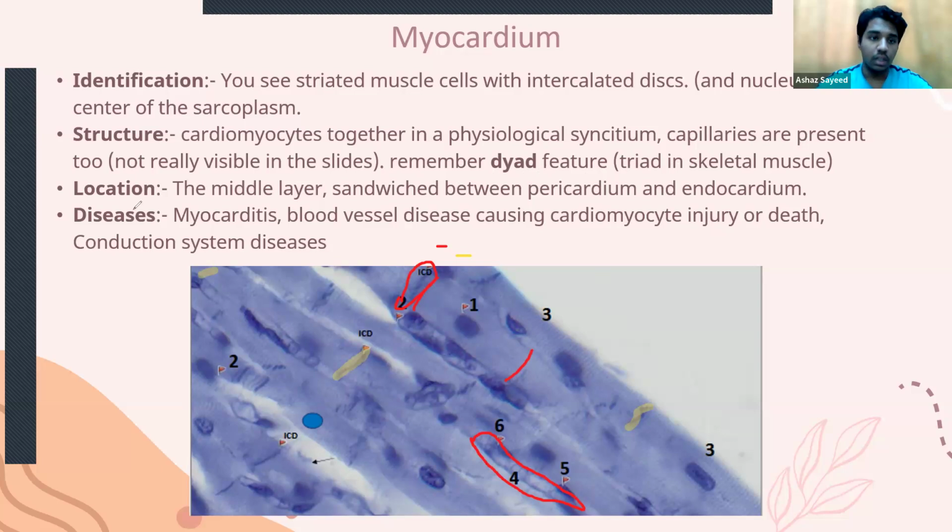The location, obviously, is the middle layer. It's sandwiched between the pericardium and the endocardium, and these are some diseases associated with it. You have myocarditis, and you have blood vessel disease causing cardiomyocyte injury or death. Basically, if there is blockage of the blood vessels which supply the heart, that will cause injury and death to the cardiomyocytes themselves because they're not getting adequate nutrition. And then you have the conduction system. Next.